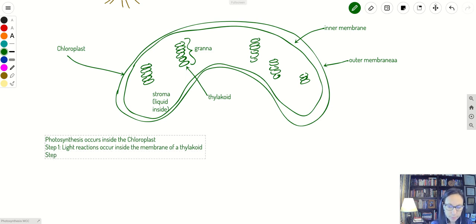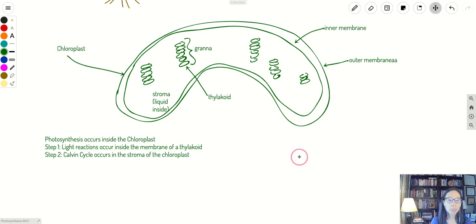Step 2 is called the Calvin cycle. Sometimes this step is called the dark reactions, but I don't like that name because the Calvin cycle can happen in the daytime. And so when you say dark reactions, sometimes students think that maybe it's at night, but it's not. It happens during the day. So we're just going to call it the Calvin cycle because it's named after the scientist who figured it out. And the Calvin cycle occurs in the stroma of the chloroplast. And the stroma, remember, is the liquid inside the chloroplast.